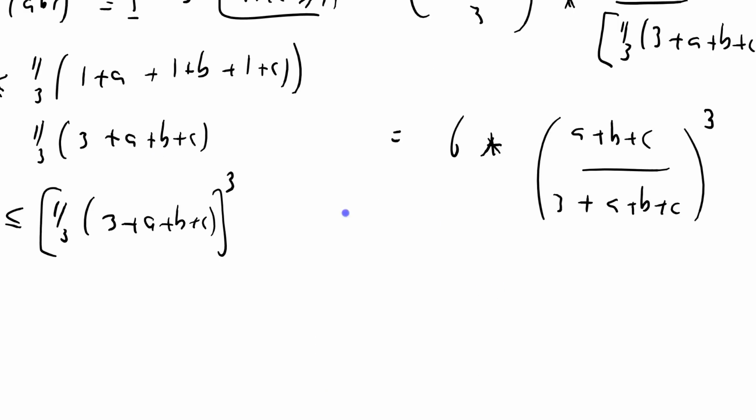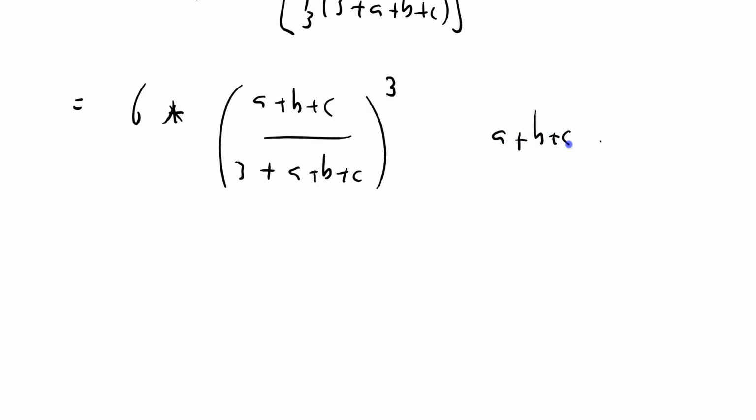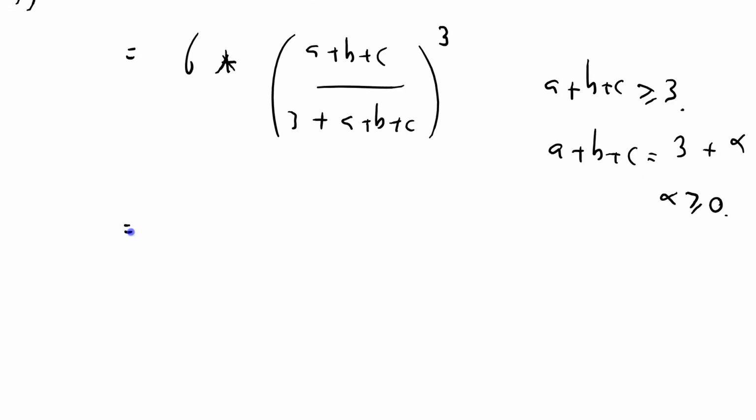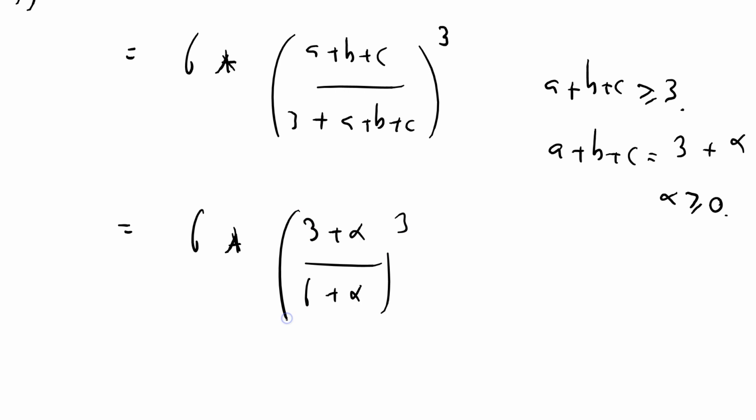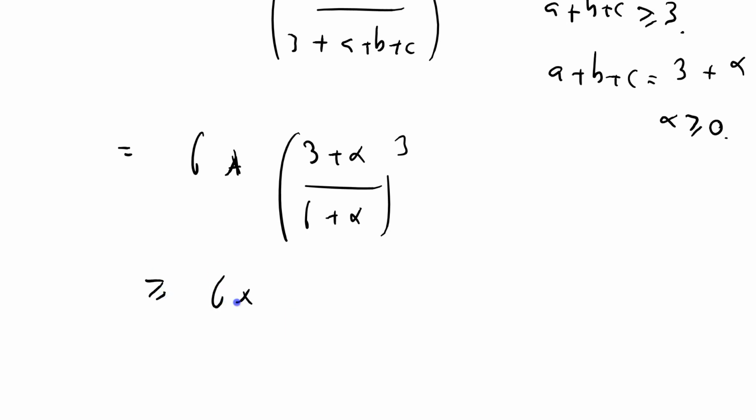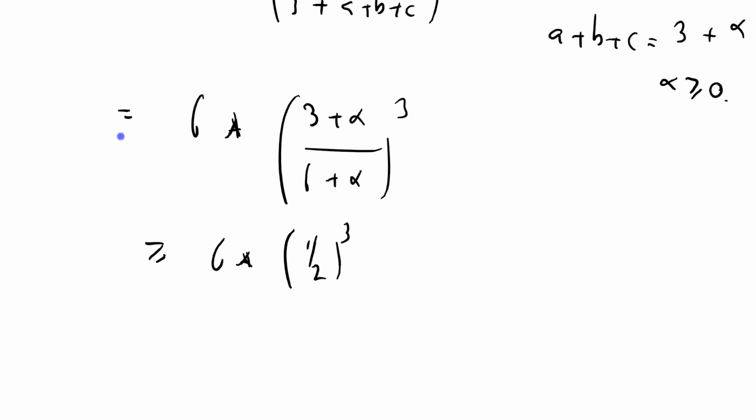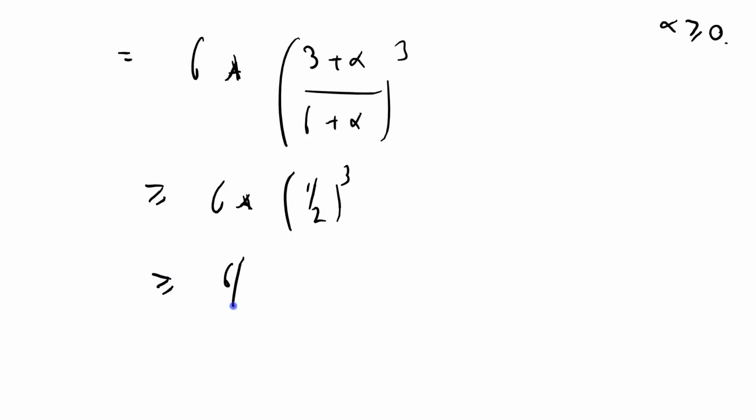And we know that a plus b plus c is greater than or equal to 3 from the AM-GM inequality. So I'm going to write a plus b plus c equals, let's say, 3 plus alpha. Is alpha strict? No, because a equals b equals c equals 1 will satisfy, and then alpha would equal 0, of course. So that equals 6 times (3 plus alpha over 6 plus alpha) cubed, which is greater than or equal to 6 times a half cubed, because we've got 3 over 6. 3 plus alpha over 6 plus alpha is bigger than or equal to a half, so this is greater than or equal to 6/8 equals 3/4.